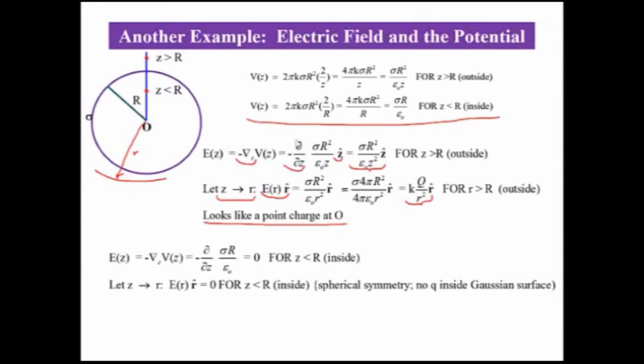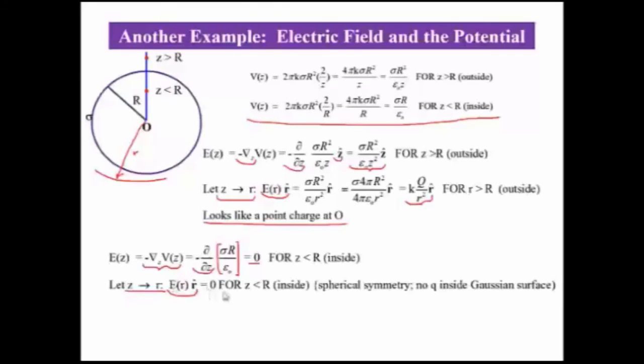Now we go inside, so we use this expression here. And so we do the same thing. We take the derivative with respect to z with the minus sign. We get the same partial derivative. What do we have? Well, this doesn't depend on z, so we end up with 0. For all points inside then, the E field is 0. Just repeating that, let's do our transformation to r. We end up with E of r, this is a scalar, times r hat, only depends on r, and that's equal to 0.